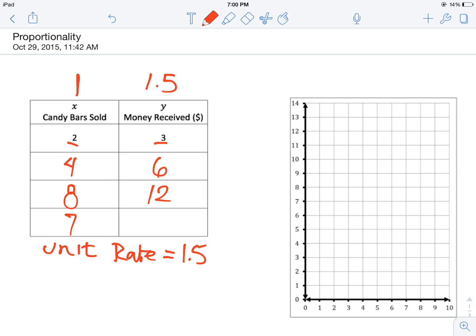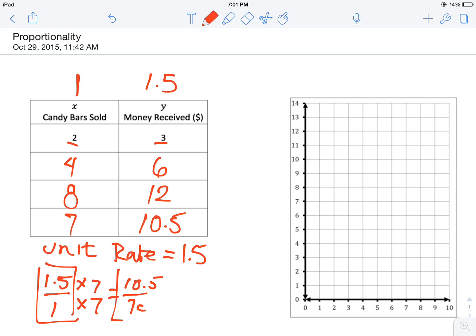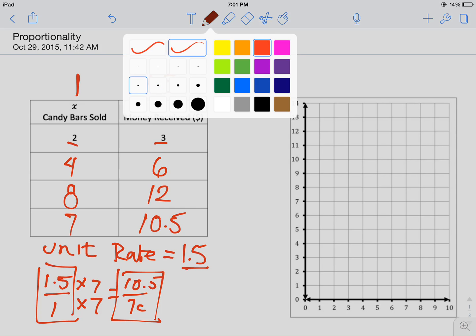So I would just say something like this. If I earned $1.50 for 1 candy bar, then I would multiply that by 7, right? That would be 7 candy bars. And I would multiply the money I earn also by 7, right? So that would be $10.50. So we basically made this fraction equivalent to this fraction. And since they're not really fractions, they're ratios, we say that they are proportionate to each other. Okay? So the unit rate, pretty brilliant. That'll help us with lots of things.